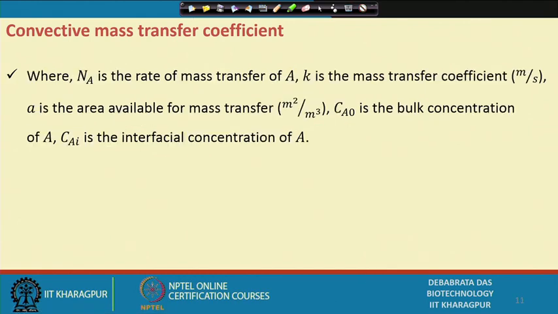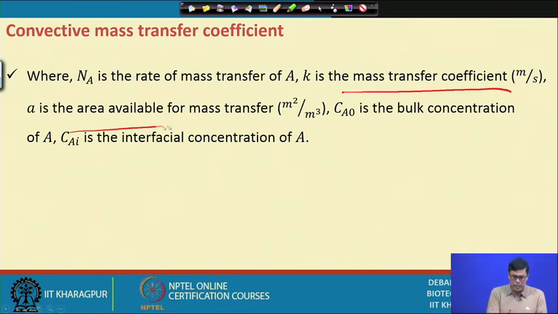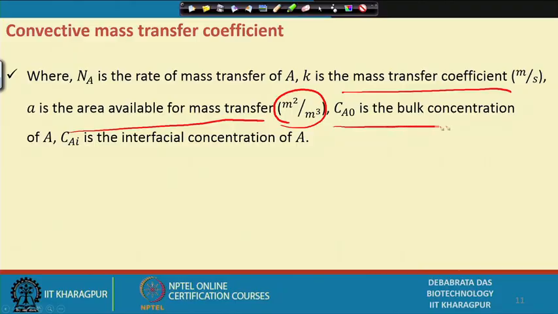N_A is the rate of mass transfer, and K is the mass transfer coefficient, as I told you. a is the area available for mass transfer, and this area we always express as the surface area per unit volume of the particular material, that is, how much surface area there is per unit volume. C_A0 is the bulk concentration of A, and C_Ai is the interfacial concentration, always less than the bulk concentration. So, it is C_A0 minus C_Ai.